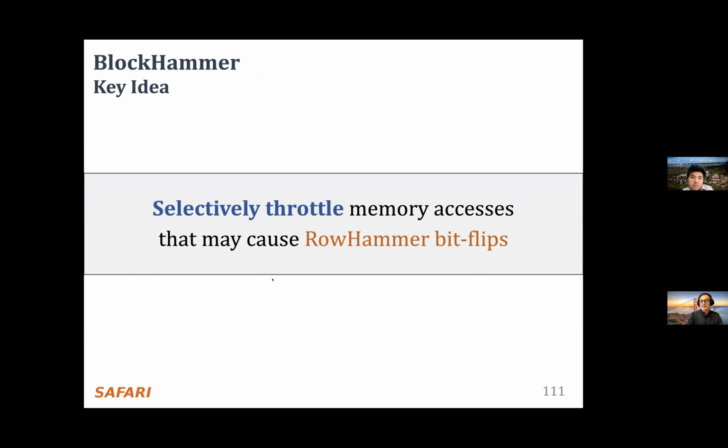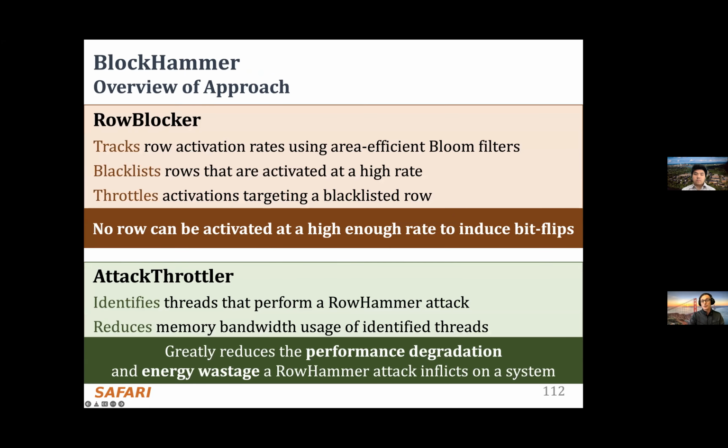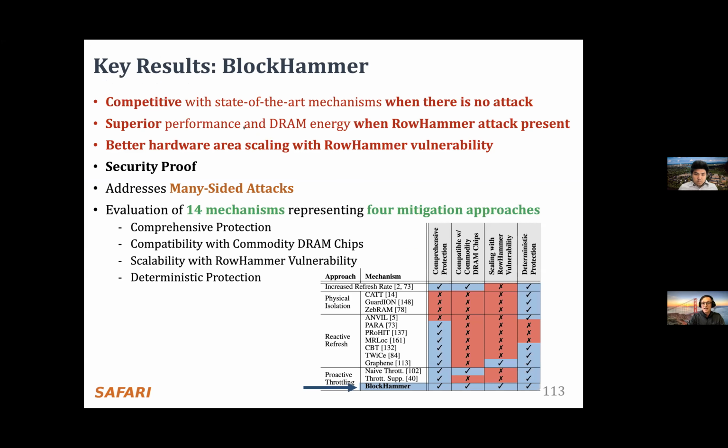And the key idea in this work is to selectively throttle memory accesses that may cause Rowhammer bit flips. I will not go through the details of the approach to implement the memory controller. It's an intelligent memory controller approach. I will let you read the paper if you're interested. But basically, this approach is competitive with state-of-the-art mechanisms when there's no attack and superior in performance and energy. And can, with very high probability, detect a Rowhammer attack. And you can kick it out from your system or do more analysis if you will. And enables better hardware area scaling with Rowhammer vulnerability while having a security proof.